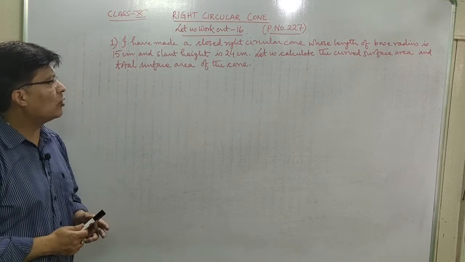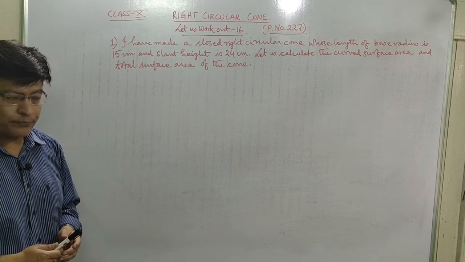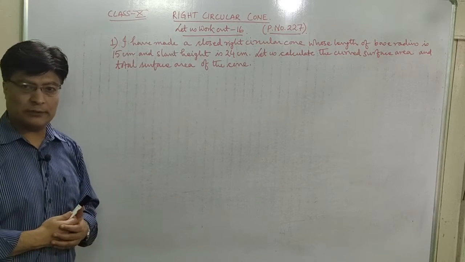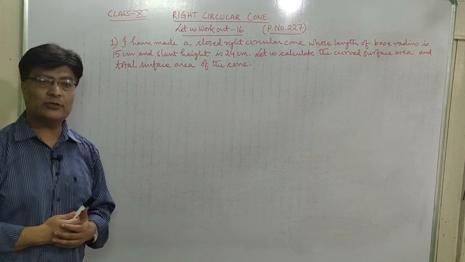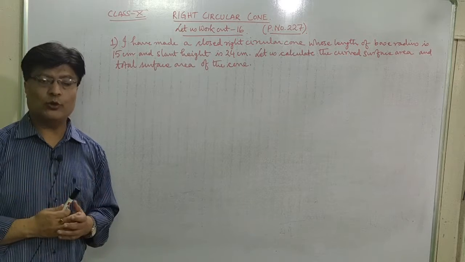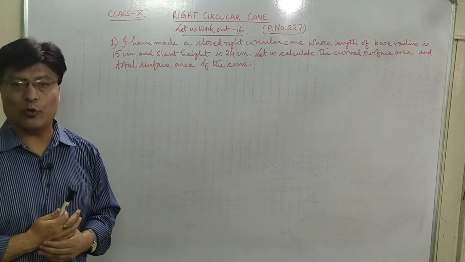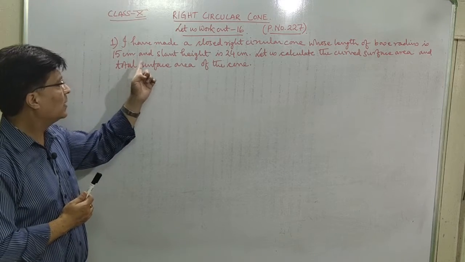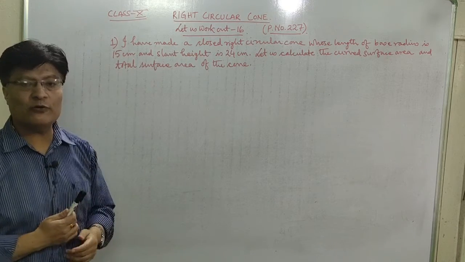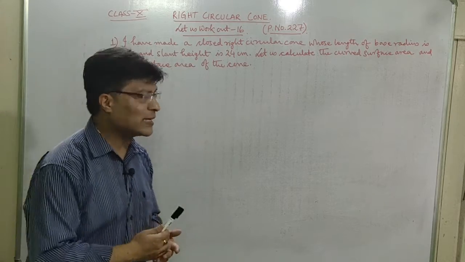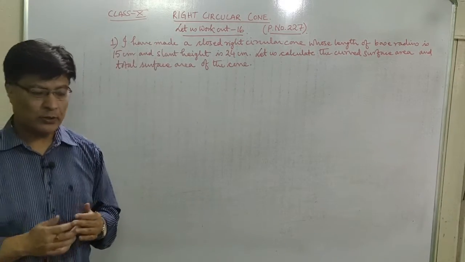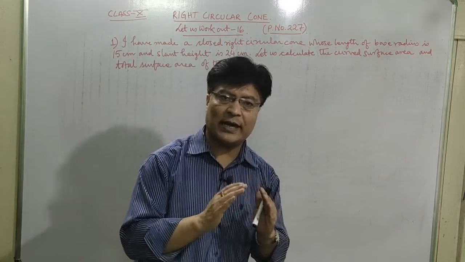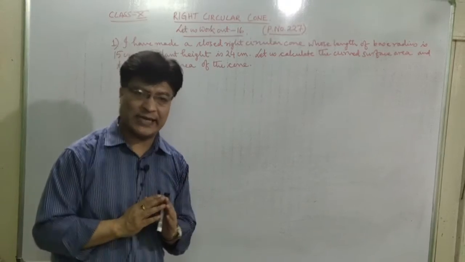So I have made a closed right circular cone whose length of base radius is 15 centimeter and the slant height is 24 centimeter. So I have made a right circular cone with the base radius as 15 centimeter and the slant height as 24 centimeter. So let us calculate the curved surface area. So what is meant by curved surface area here? Curved surface area is same as slant surface area.